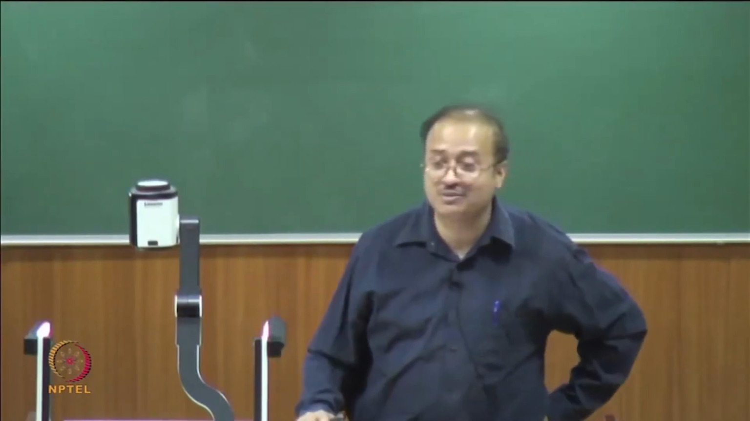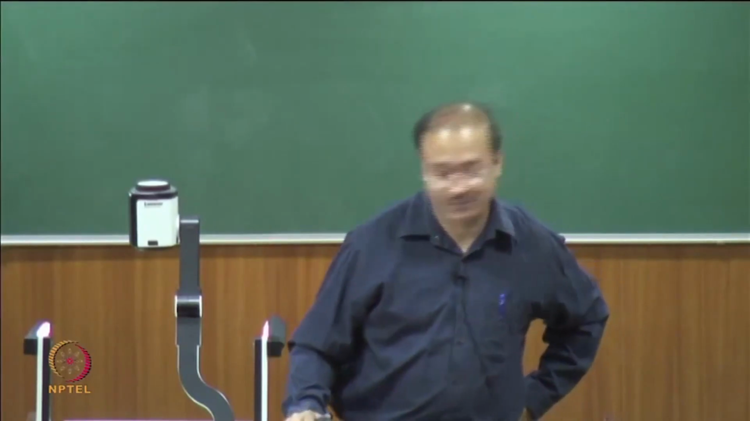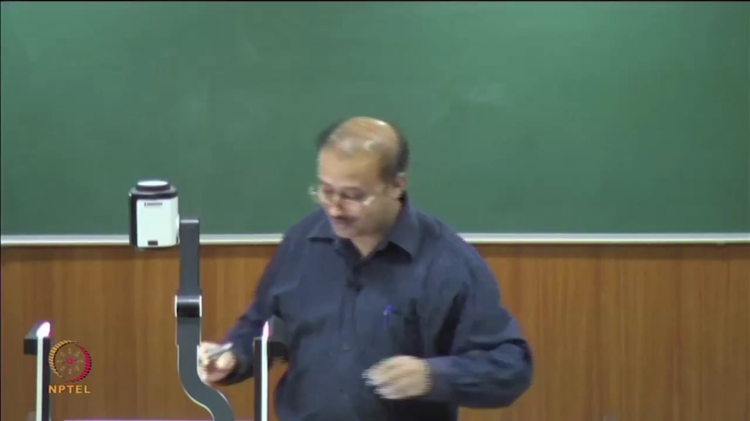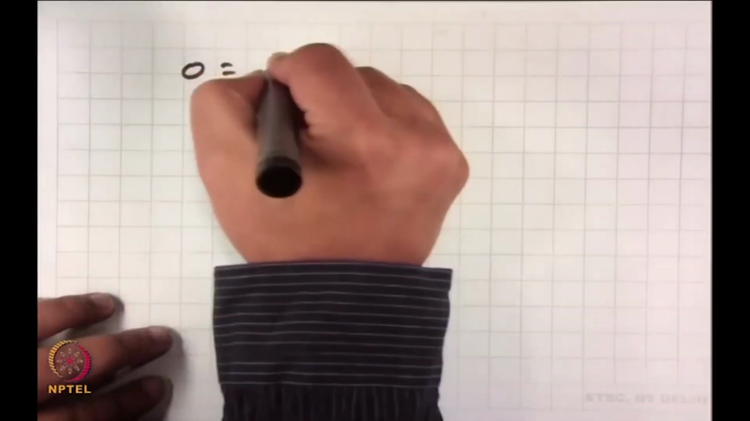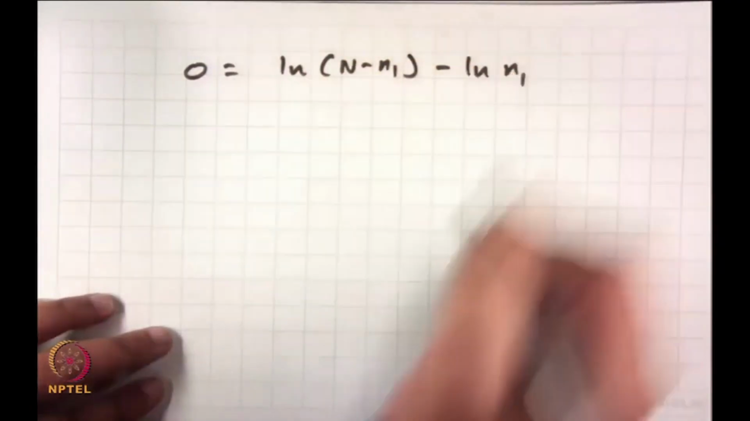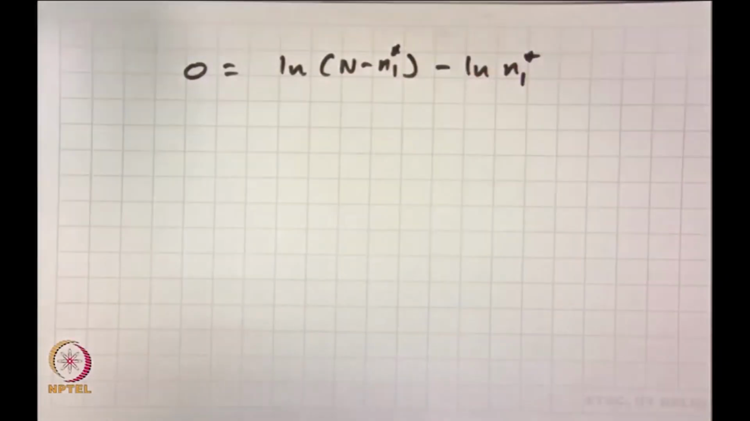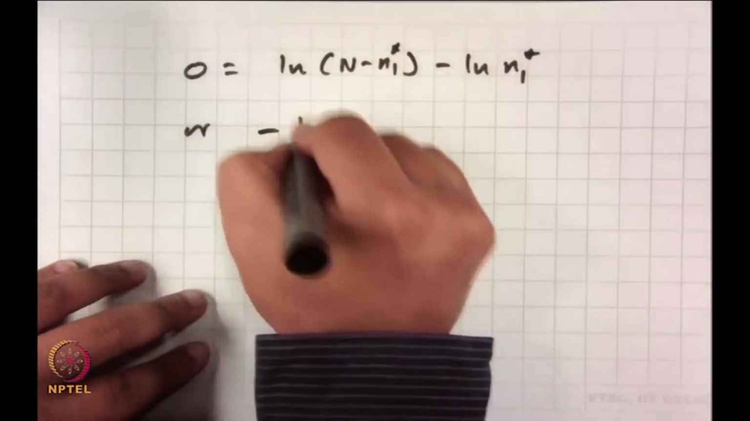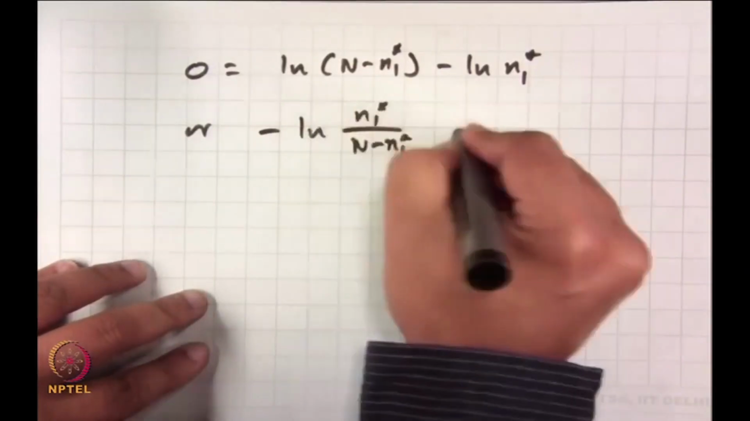But you have to show this, you have to prove that there is a maximum point. How do you know that it belongs to the maximum? What would you do? You would take the double derivative, right? That is your proof. Anyway, better luck next time. Okay. So, what this becomes is 0 is equal to ln(n minus n1) minus ln n1. Now, what I will do is I will put n1 star, or ln of n1 over (n minus n1 star) is equal to 0.